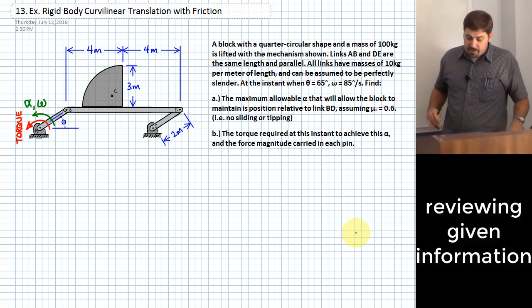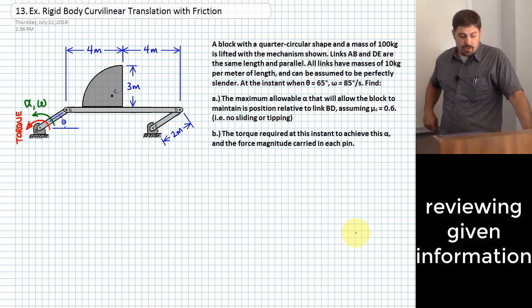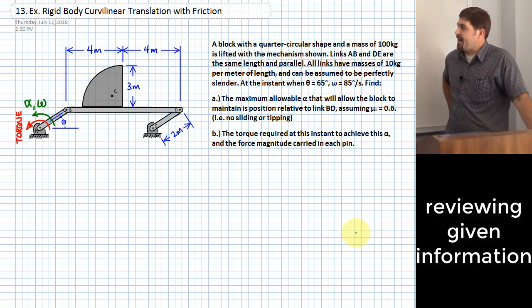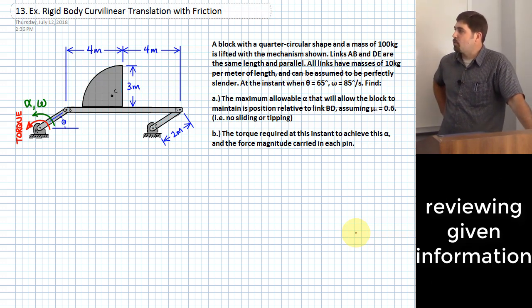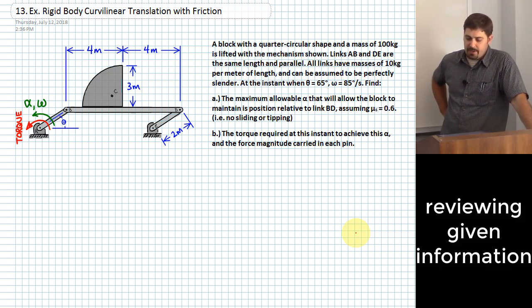All right, so we have this block. You can imagine this block as having that shape in and out of the page, a quarter circular shape. It weighs 100 kilograms, and it is going to be lifted with the mechanism that's shown right there, the little linkage. The links have masses proportional to their lengths, so 10 kilograms per meter of length is how much each of the links weighs in that mechanism.